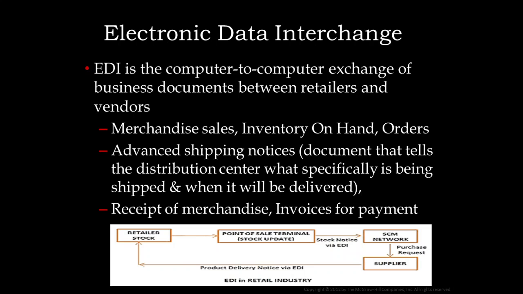It's a computer to computer exchange of business documents between retailer and vendor, much like the vendor management information systems. You get to understand the receipt of merchandise, invoices for payment, the merchandise sales, inventory on hand. Remember, I told you what inventory on hand is, one of the metrics. Then the inventory on order, and advance shipping notices, a document that tells the distribution center what specifically is being shipped and when it will be delivered.